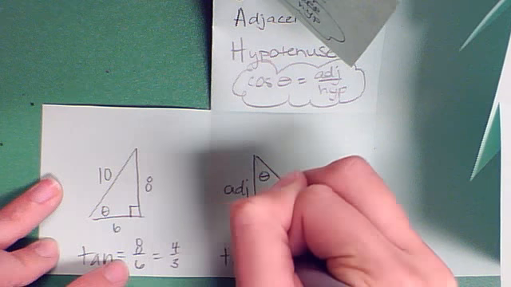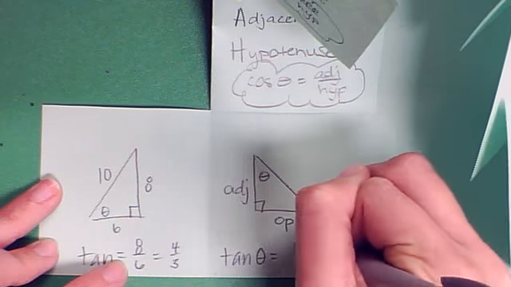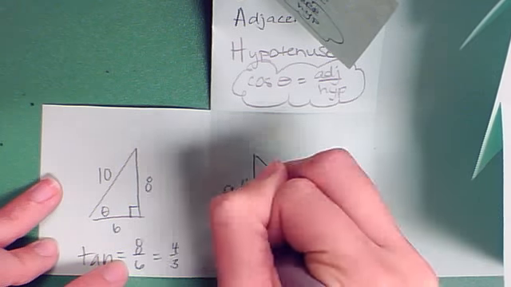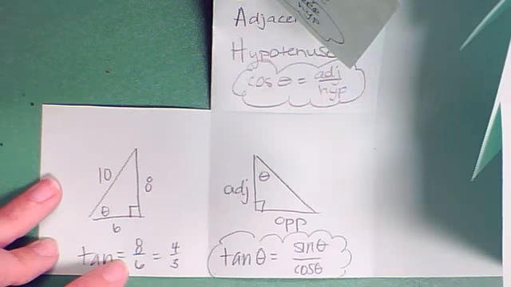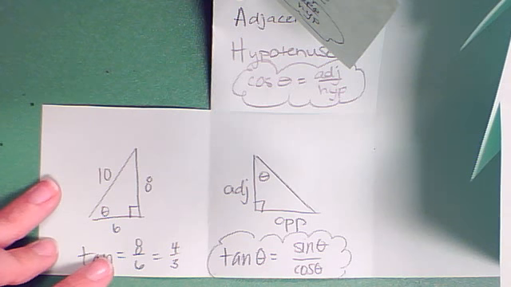Also, right here, I need you to include that the tangent of theta is also equal to the sine of theta over the cosine of theta. That's a formula that you need to know. And right now, I just want you to accept and memorize that. Eventually, we will prove and show why that is true.